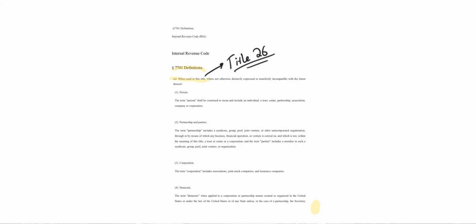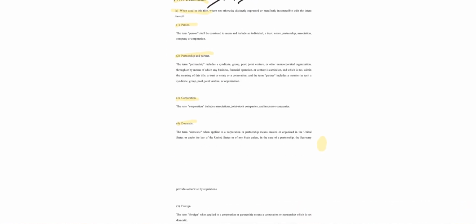Again, it might change in the future, so do not rely on this as always. It defines person, partnership and partner, corporation. These are very important things because a corporation pays corporate tax, an individual pays tax on individuals. Partnerships, they have a partnership tax. Very important. And it defines these things.